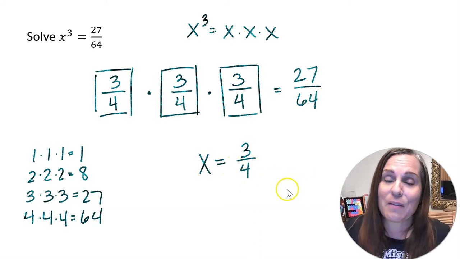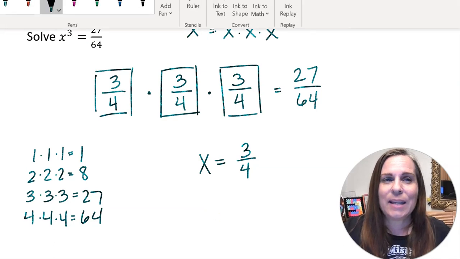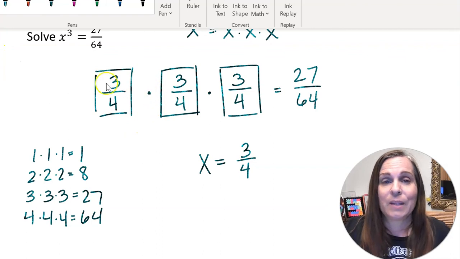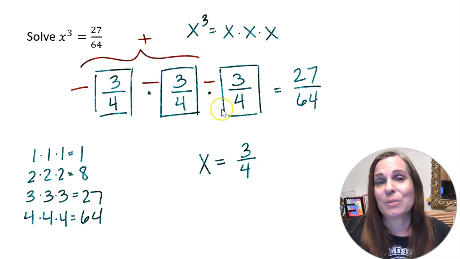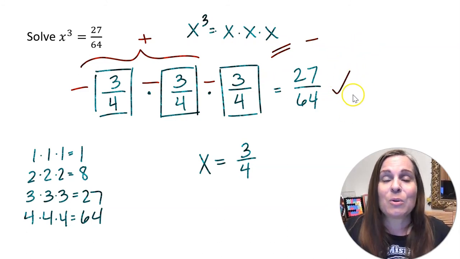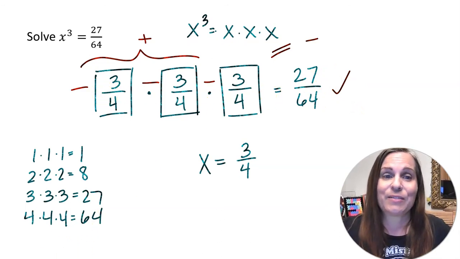Now, you may also have an option of x being negative. Why can't x be negative here? Well, if we do a negative times a negative, we get a positive. And then if the third one is also negative, now we've got a positive times a negative, which would give us a negative answer. But this is positive. So in order for the answer to be positive, these all have to be positive.